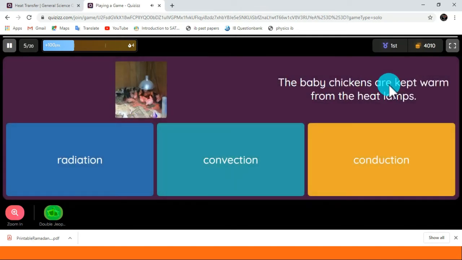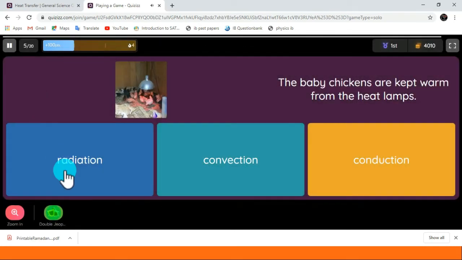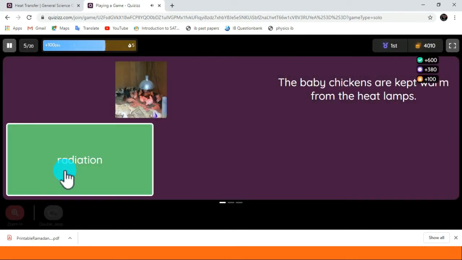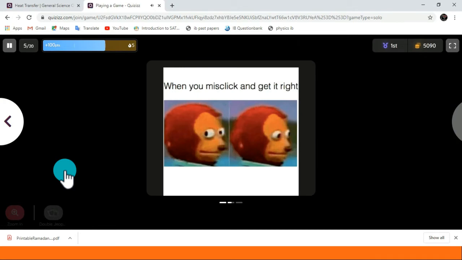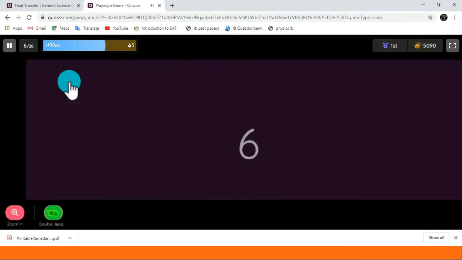The baby chickens are kept warm from the heat lamps. I have a heat lamp, and baby chickens. So how they get warm from a lamp? So what? We have radiation. Lamp works the same as sun. So waves. Radiation.